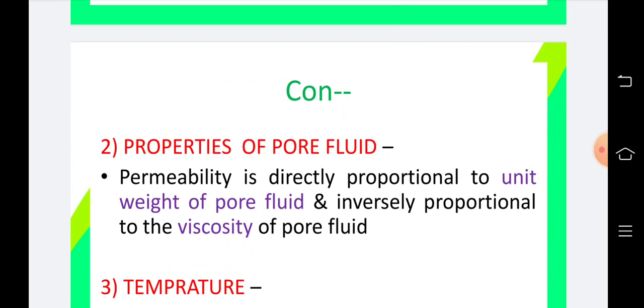Then the properties of a pore fluid. This permeability is directly proportional to the unit weight of the pore fluid and inversely proportional to the viscosity of the pore fluid.